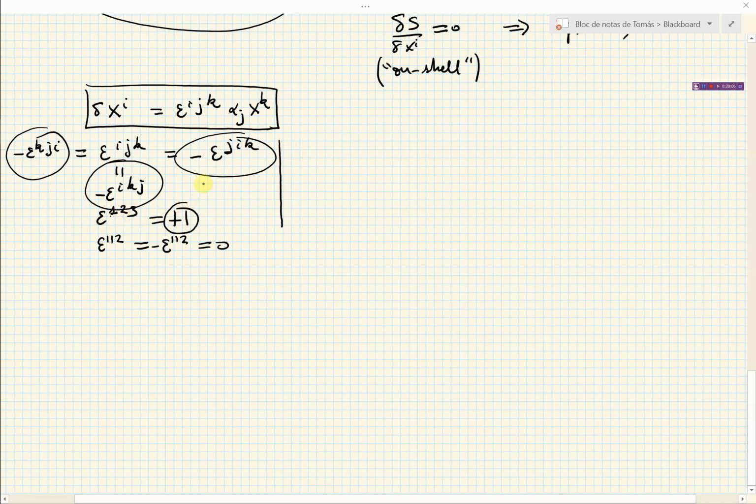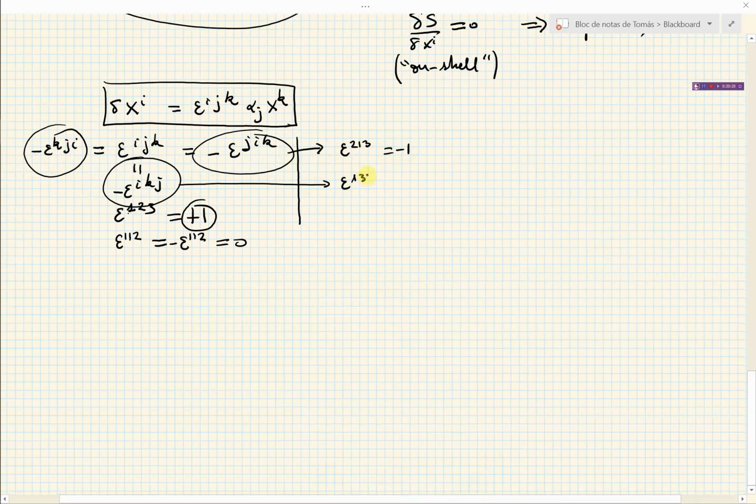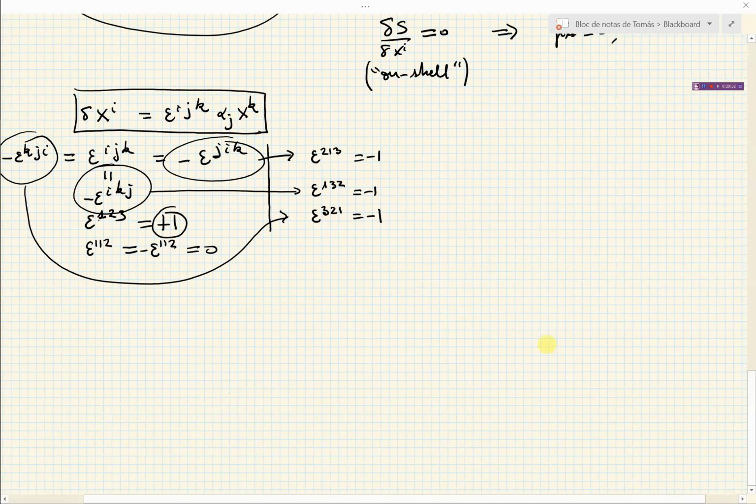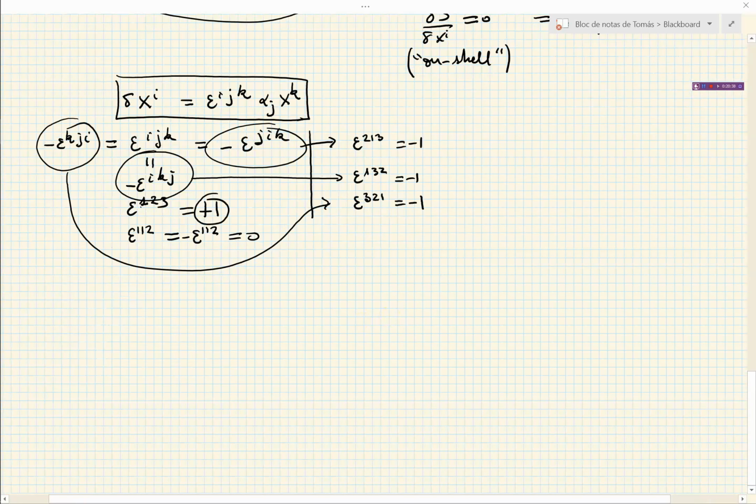So applying this property, I get that epsilon_213 is minus 1. Applying this property, I find that epsilon_132 is minus 1, and applying this property, I find that epsilon_321 is also minus 1. There are other combinations that give you plus 1. You just have to consider how many permutations you have to make from 1, 2, 3 to the particular order that you are considering.